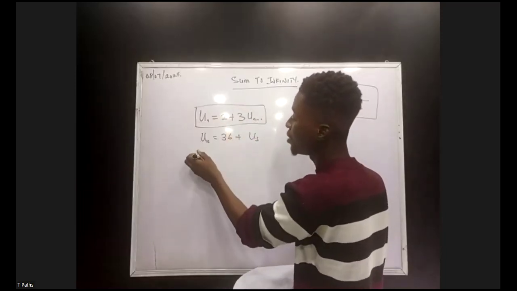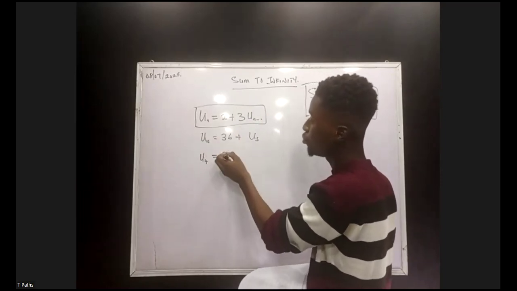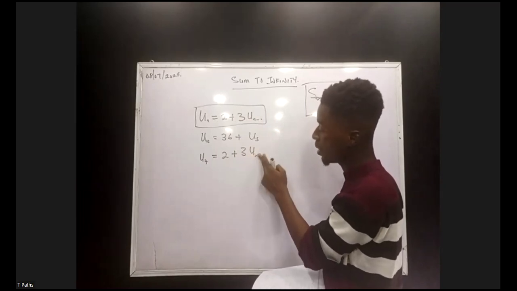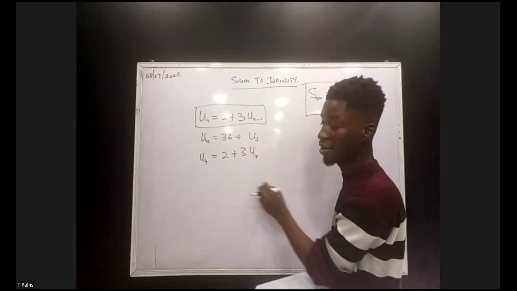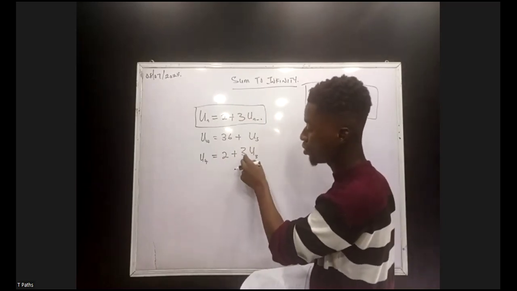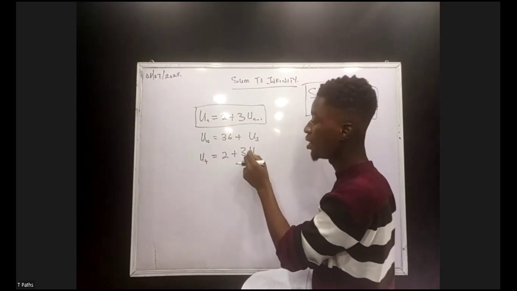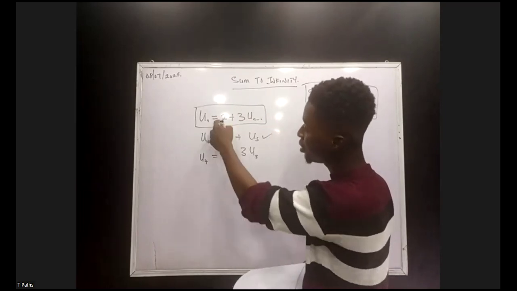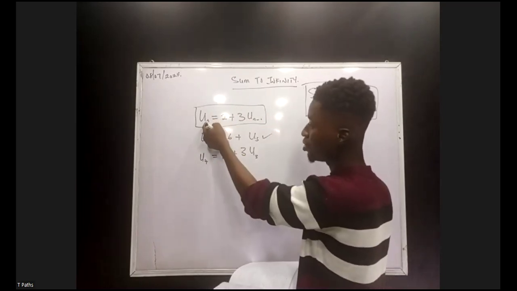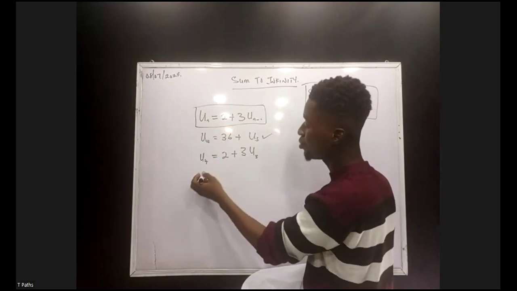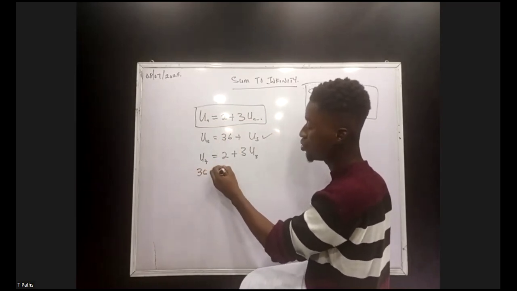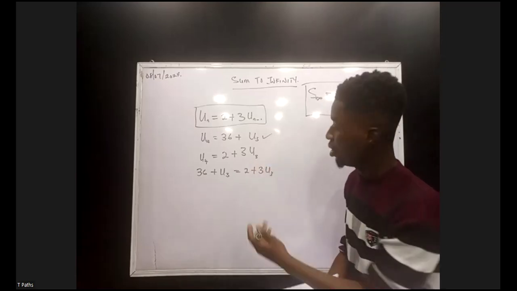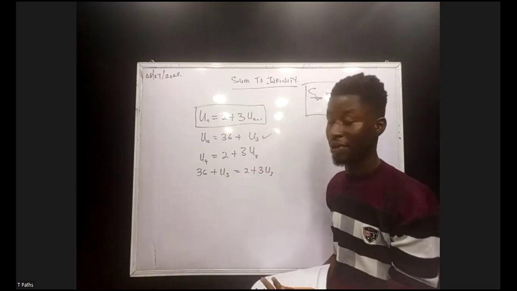So now, what will u4 here be? U4 equals 2 plus 3u_(4-1). Obviously, 4 minus 1 is 3, so u4 equals 2 plus 3u3, which is your third term. Now just equate these two together. We are given this one from the question, and we got this from the formula by substituting u4. So by the time we equate these two together, I have 36 plus u3 equals 2 plus 3u3. Both are the third term of the sequence.